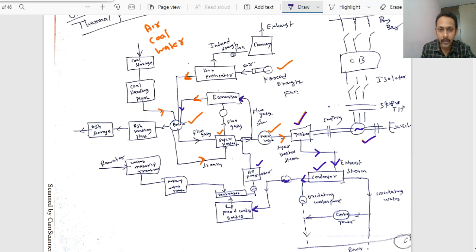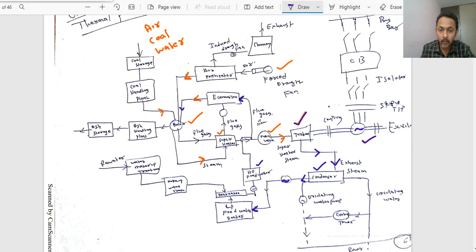From the boiler we are getting the steam. The steam is superheated, and with the help of the main valve it is given to the turbine. Now it has done its work. After completing its useful work, again the steam that is coming out from the turbine will be converted back to the water with the help of this condenser, right? Now this water will be again fed back with the help of HP feed water pumps back to the economizer, and from the economizer again it goes back to the boiler.